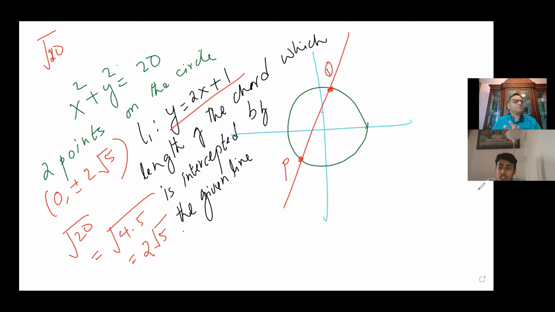Tell me. So we already know the equation y equals 2x plus 1. Correct. And we know that if x is 0, y would be equal to 1. No. So the equation is x squared plus y squared equals 20. We want to find the point of intersection of the circle x squared plus y squared equals 20 and the line y equals 2x plus 1. How will you do it?